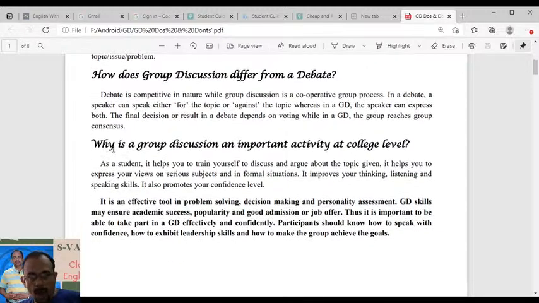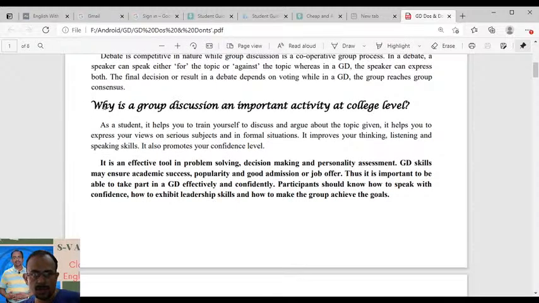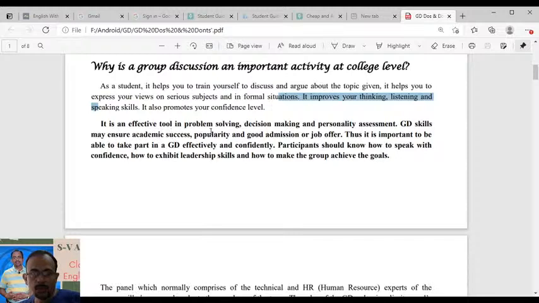Now the question is, why is a group discussion an important activity at college level? It is important because it improves your thinking, listening, and speaking skills. It also promotes your confidence level. It is an effective tool in problem solving, decision making, and personality assessment. So the assessors or the experts will see whether you have problem solving skill, decision making skill, personality, and then language skill.